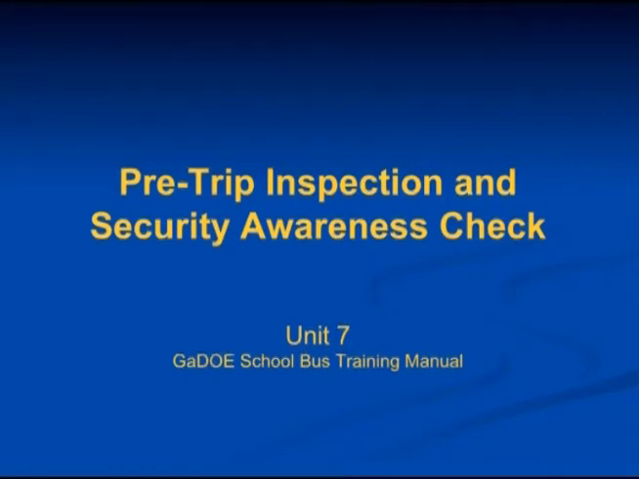Welcome. This is Unit 7 of the Georgia Department of Education Pupil Transportation Model Training Units. The subject of this unit is going to be pre-trip inspection and security awareness checks.